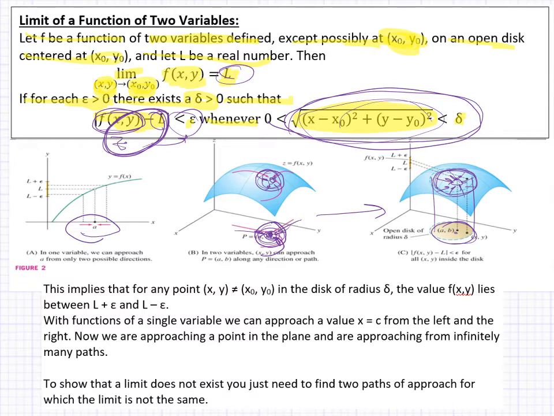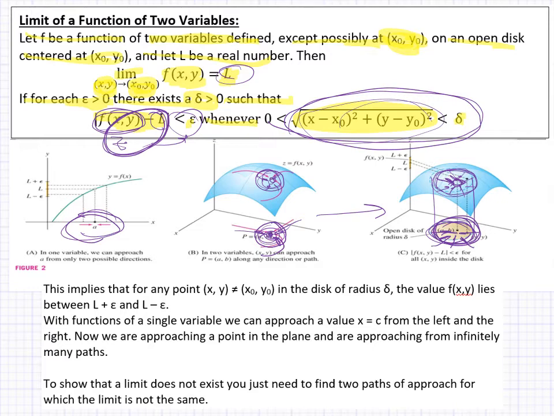Now, the problem here is you have to approach this from all directions. It's not just from the left and from the right. It's from the left, it's from the right, it's from this direction, from this direction, from this direction. It's this disk all the way around. So 360 degrees all the way around a point. Every single one of those has to continually approach the same z value.